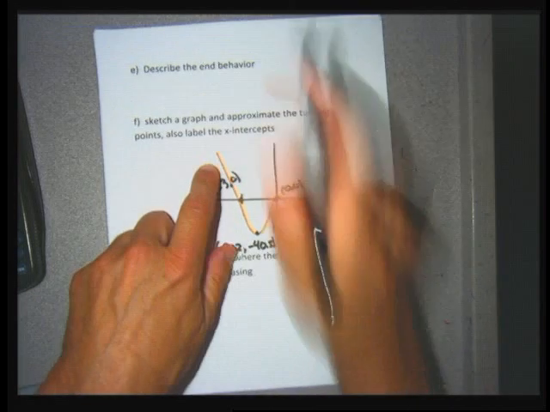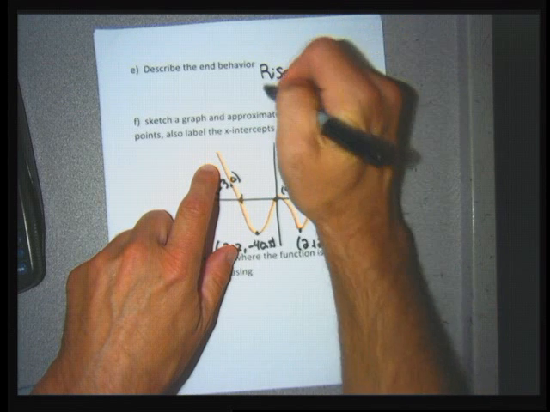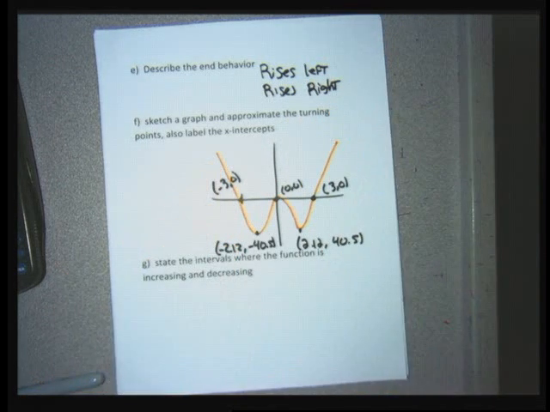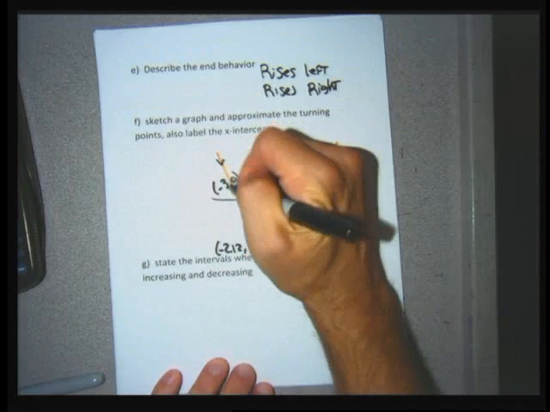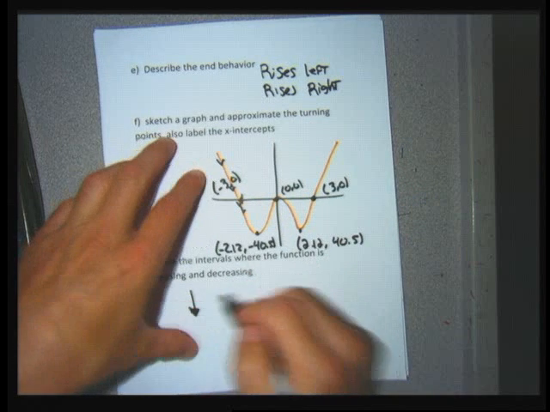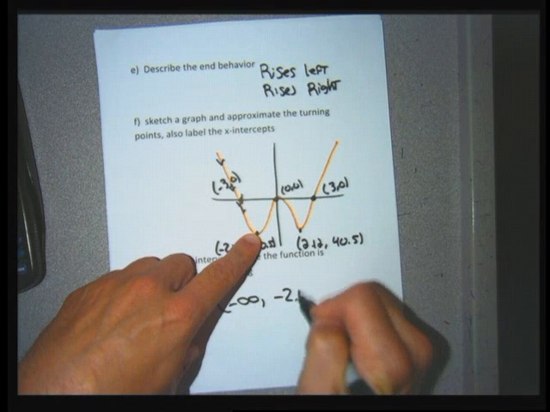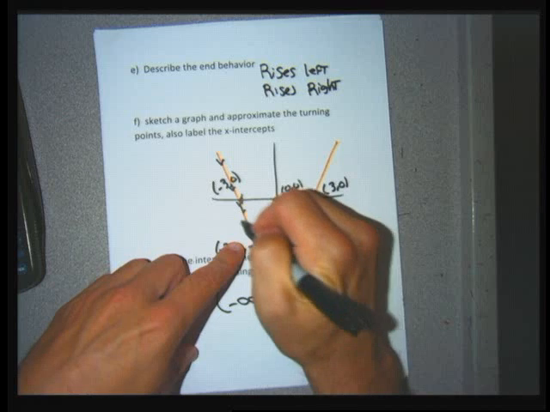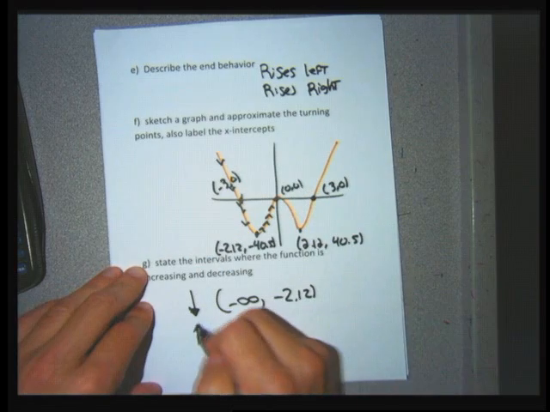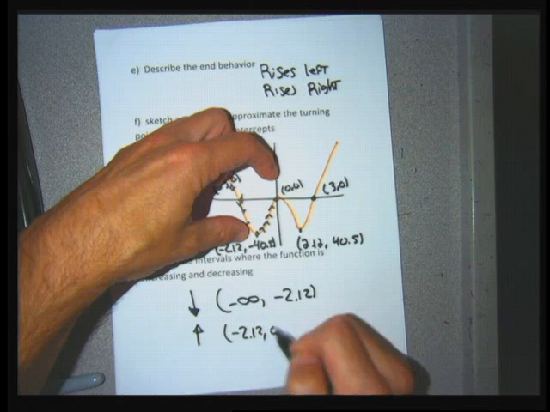On both sides it's going up, so I'm going to say it rises to the left and rises to the right. And then for the increasing and decreasing, the first bit of the graph is decreasing, and in terms of x, it's decreasing from x equal negative infinity to the x coordinate of that turning point of negative 2.12. And then once it gets to that turning point, it starts moving its way up and it increases. The interval there that it's increasing is from negative 2.12 to 0.